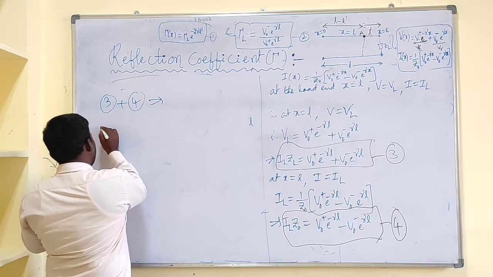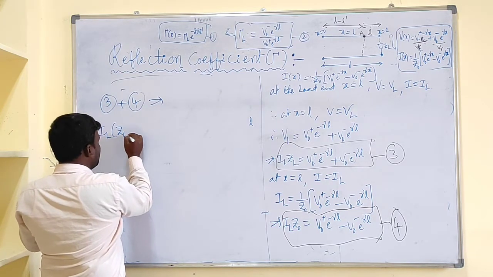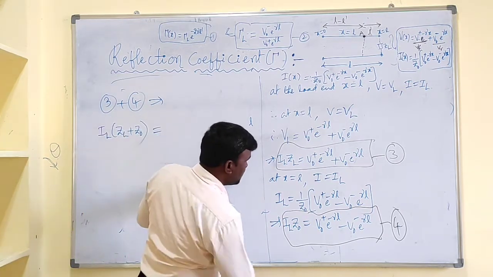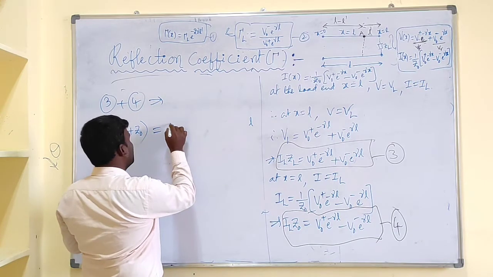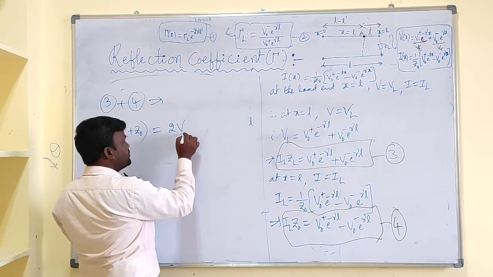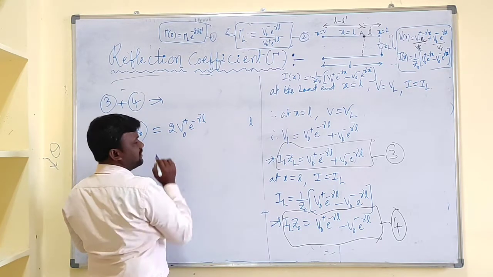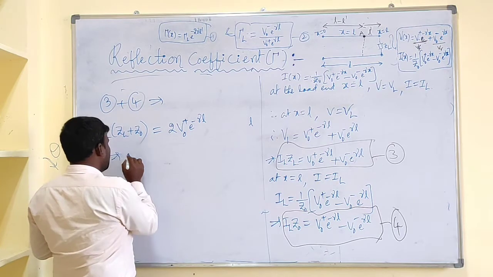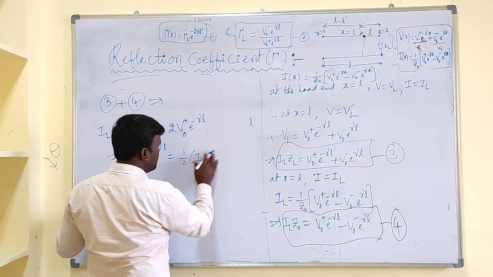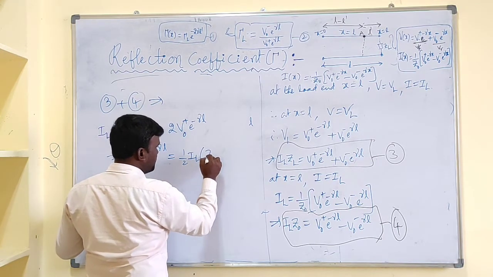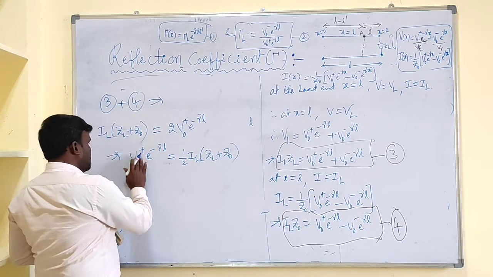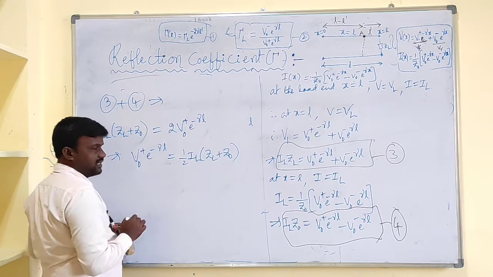We will get, on the left hand side, IL into ZL plus Z naught, and on the right hand side, this one plus this one gives V naught plus e to the power minus gamma L plus V naught plus e to the power minus gamma L, which gives 2 into V naught plus e to the power minus gamma L. So from this we can write V naught plus e to the power minus gamma L is nothing but 1 by 2 IL into ZL plus Z naught. Okay, so this is V naught plus e to the power minus gamma L.